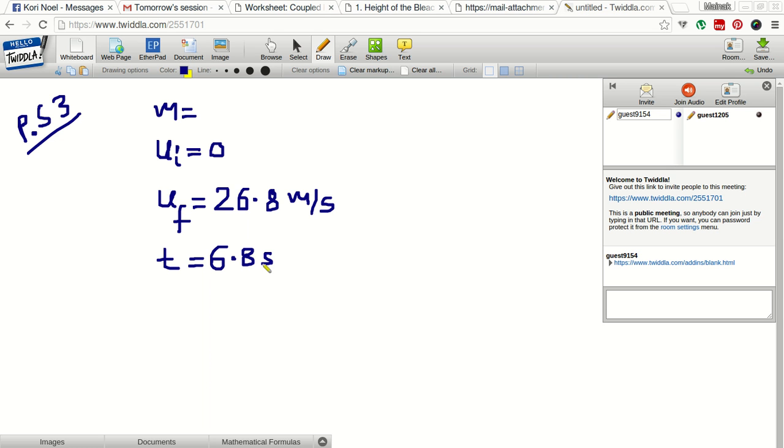Let me grab my calculator. No, no, you don't have to grab your calculator. You don't have to give me a number, just the idea. Oh, I'm sorry. Okay, it should be uf minus ui over t.